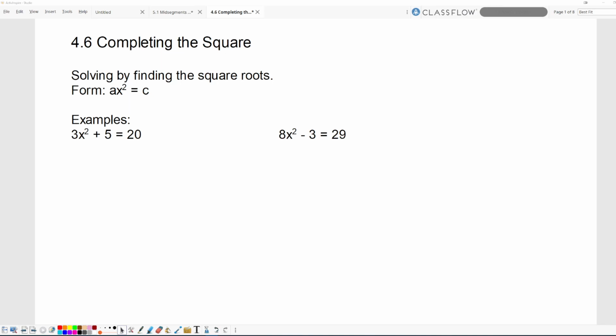So the last two methods we're going to go over for solving quadratics, completing the square and then obviously the quadratic formula will be the last thing, are methods that are guaranteed to work. So today we're going to take a look at completing the square. Fair warning, completing the square can be confusing.